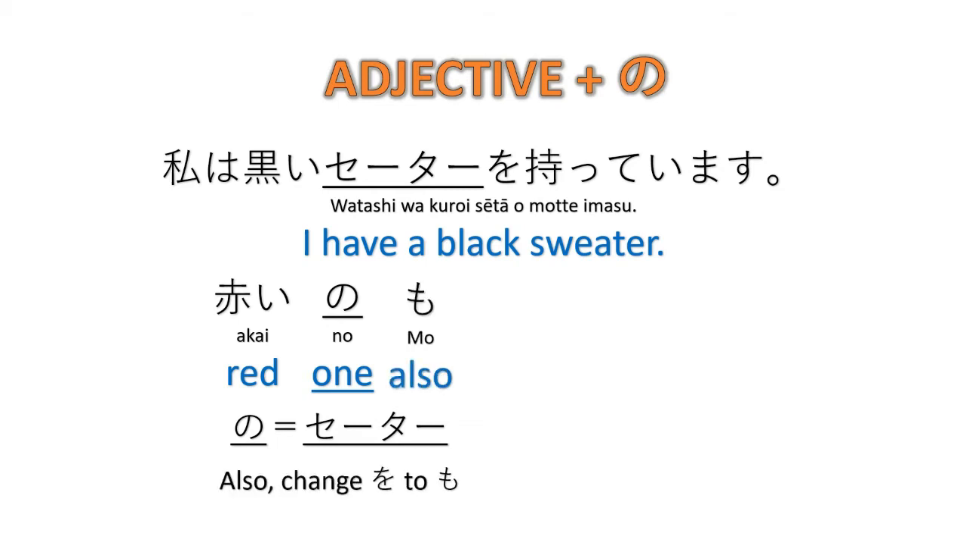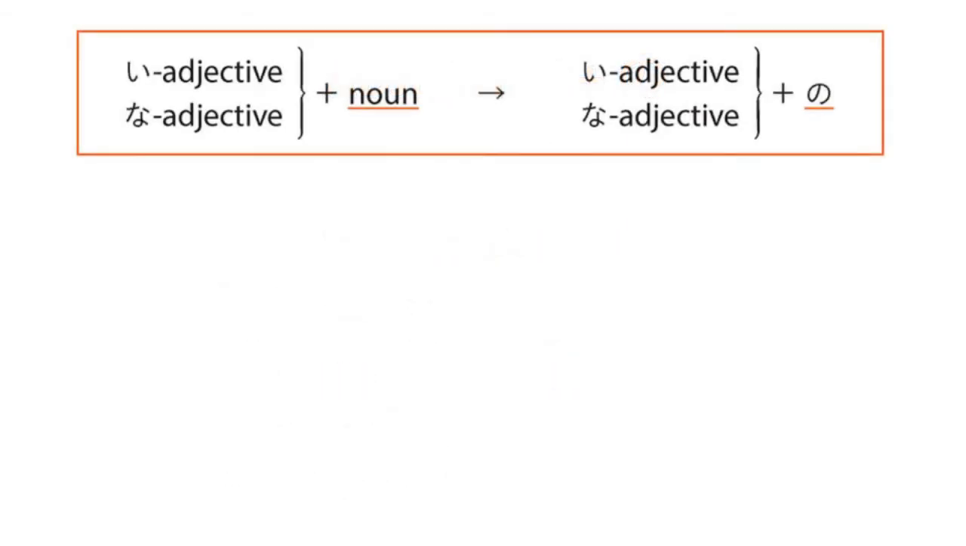Akai no mo. So here also we change the particle o into mo. It means also. Akai no mo motte imasu. The sentence now means I also have a red one. Okay? Akai no mo motte imasu. So this is the equation. Adjective plus noun becomes adjective plus no.